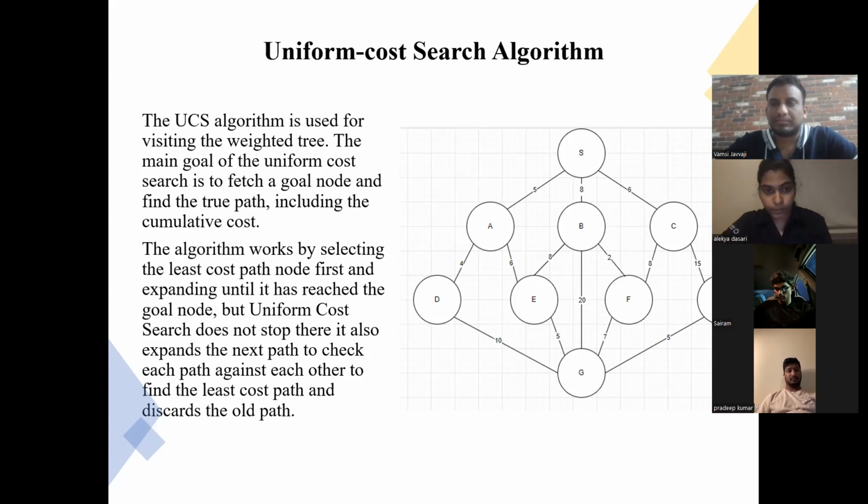The advantage of the uniform cost search algorithm is that it is optimal, because at every state the path with the least cost is chosen. The disadvantage is that it does not care about the number of steps involved in searching and is only concerned about path cost, due to which this algorithm can get stuck in an infinite loop.